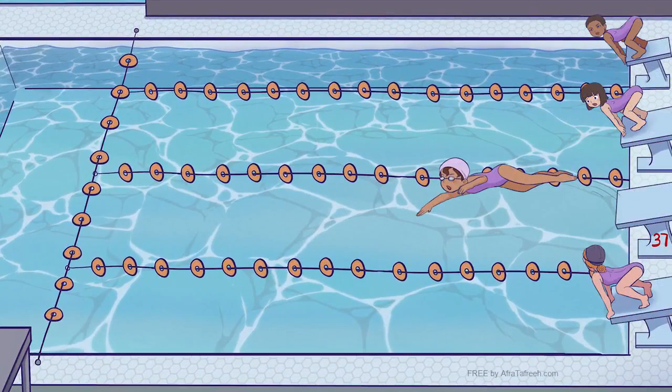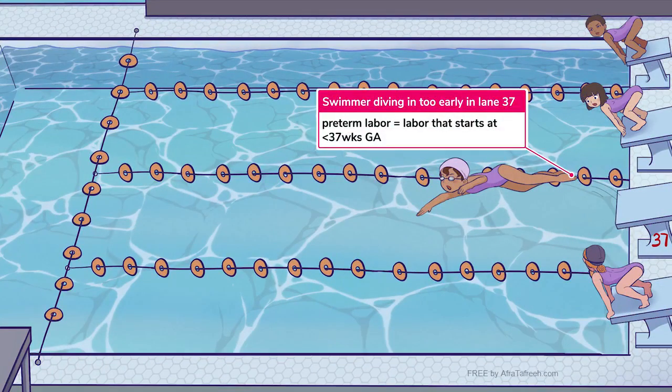That's a false start. As long as we're talking about things happening too early, we may as well talk about preterm labor, which is labor that occurs at less than 37 weeks gestational age, which is also why we're in lane 37. The reason we care about preterm labor is that it's the cause of approximately half of preterm births, and we don't want the bun out of the oven until it's fully baked.